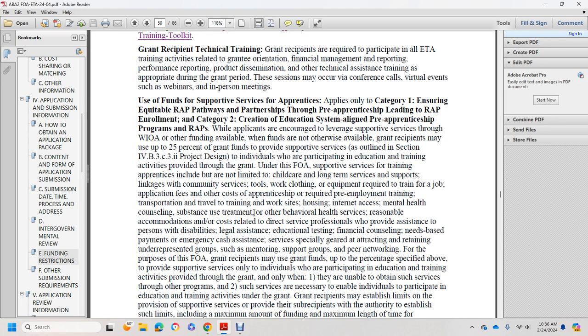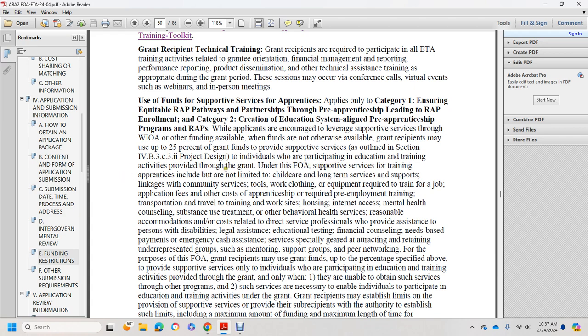Use of funds for support services and apprenticeships applies to Category 1, ensuring an equitable registered apprenticeship pathway partnership with the pre-apprenticeship leading to registered apprenticeship, and to enrollment in Category 2, creation of an education system aligned with the pre-apprenticeship program and registered apprenticeship program. Applicants are encouraged to leverage support from the Workforce Innovation and Opportunity Act and other funding available that is not otherwise available to grant recipients. Grant recipients may use up to 25% of the grant funds to provide support outlined in Section 4.B.3.c.3-2, project design, for individuals who are participating in education and training activities provided through the grant under the funding opportunity announcement.